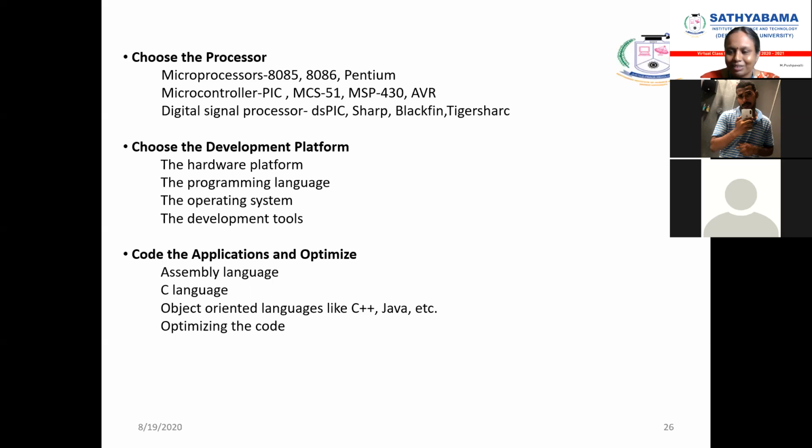Compiler. What will it do? Can anyone tell? The compiler will convert the high level language into machine level language. Very good, machine level language. Assembler? Yes, ma'am. Assembler converts assembly level language to machine level language.